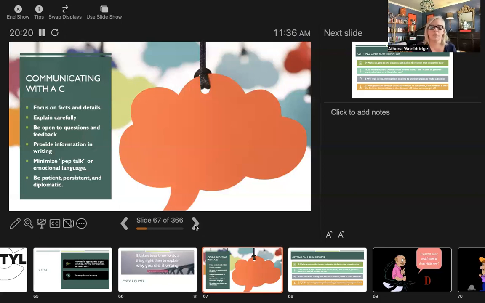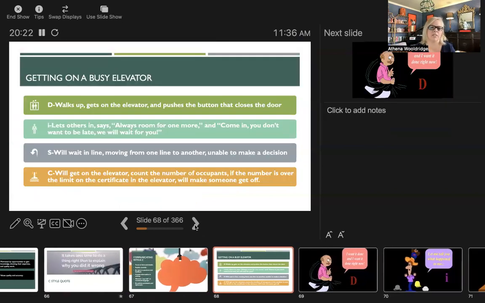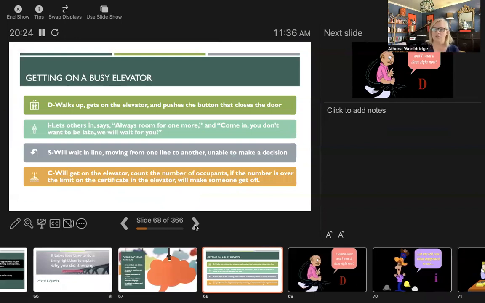Okay. Let's do another one. We did the grocery store. Let's do an elevator. A D walks up, gets on the elevator and closes the door. He doesn't want to wait for anybody else. How many of you push that little button over and over and over again? And you're like, oh, they're coming. The I lets others in. There's always room for one more. Come on, hold the door, right?